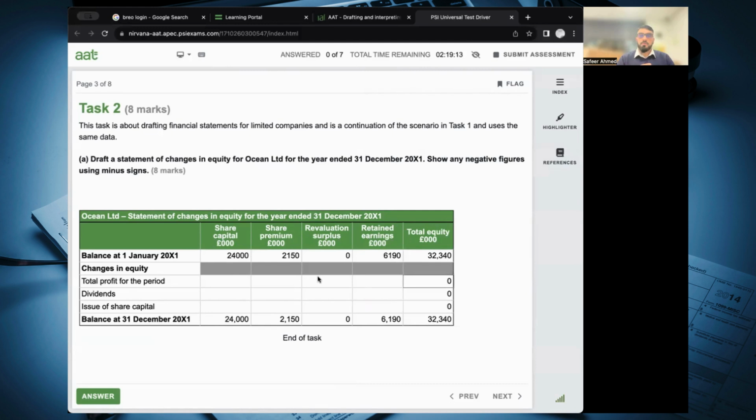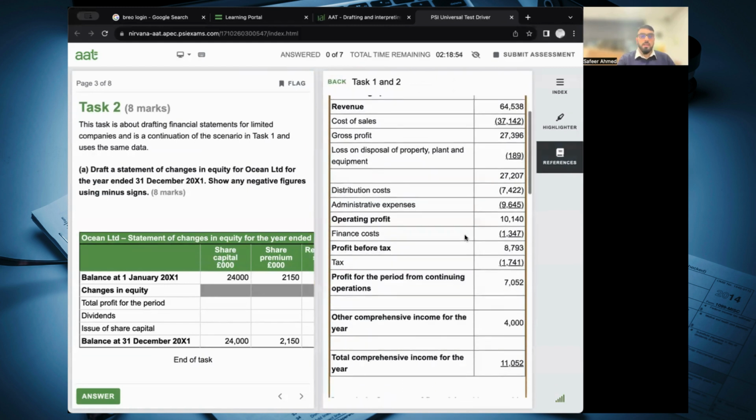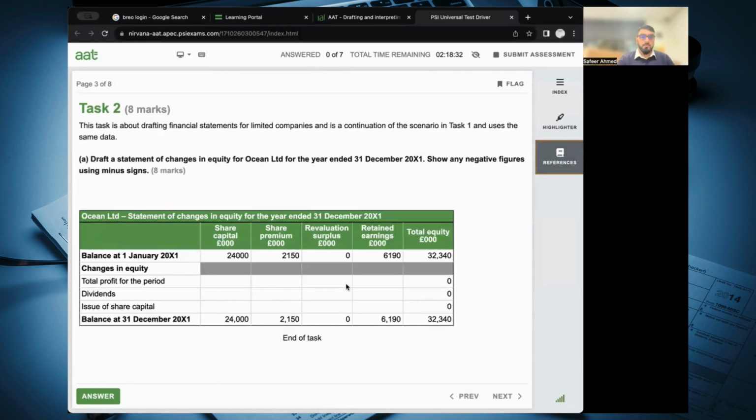Now what you need to do, you need to record the total profit for this year. And if there was any revaluation surplus during the year, you will be recording in that column under revaluation surplus. Now, if you look at the information here, you can see the statement of profit or loss of the current year, and they've given you the profit for the year, 7052, and then other comprehensive income, 4,000. So in other words, this 4,000 will go under revaluation surplus column, and this 7052 will go under profit for the period from continuing operations. So 7052 under retained earning. And remember revaluation surplus under the revaluation surplus column of 4,000.